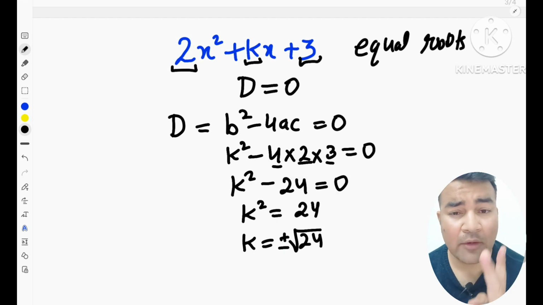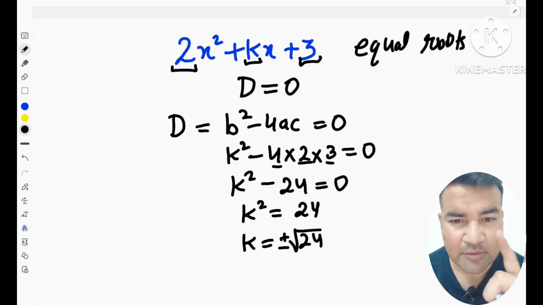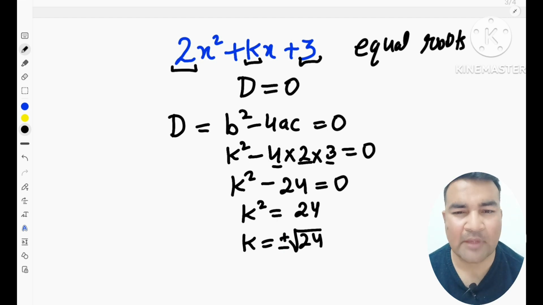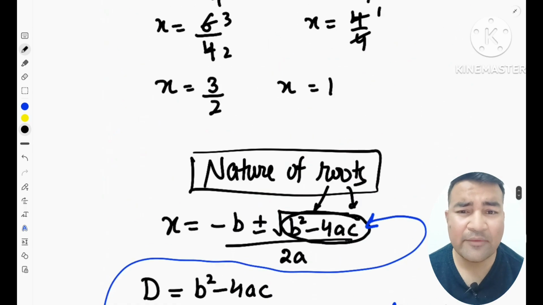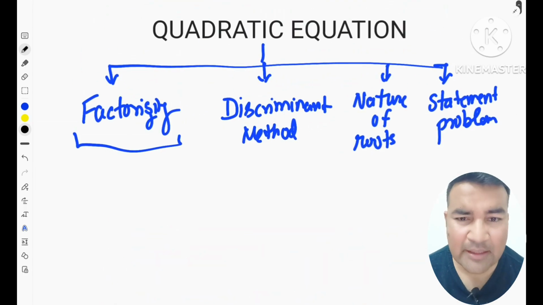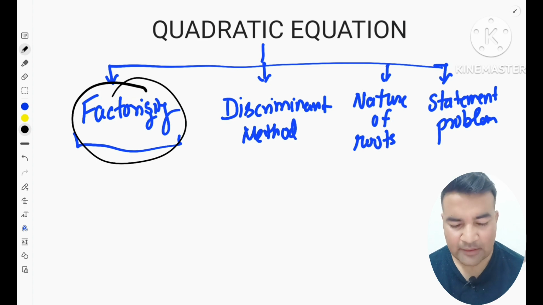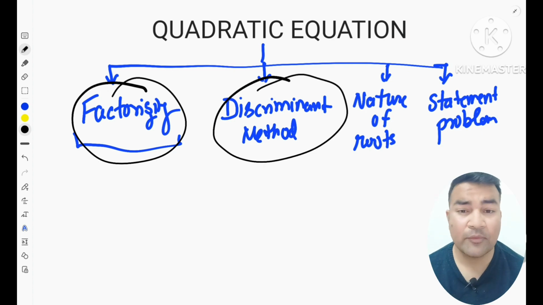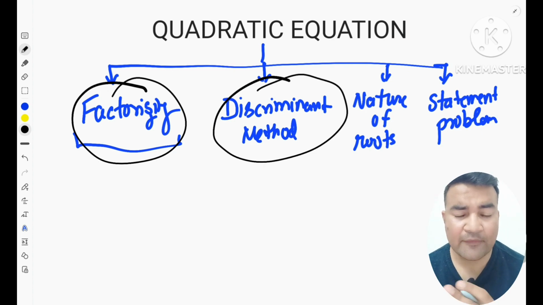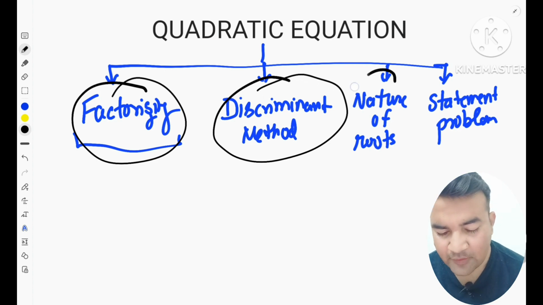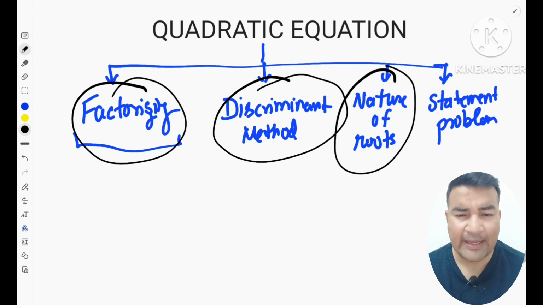So these are very basic examples I have taken to make you understand things. If I recall, for factorization, we have to take care of the sum and the product. What would be the sum and what would be the product? For the discriminant method, we have a direct formula. You need to remember it, put in the values and solve. And then we understood the nature of roots.